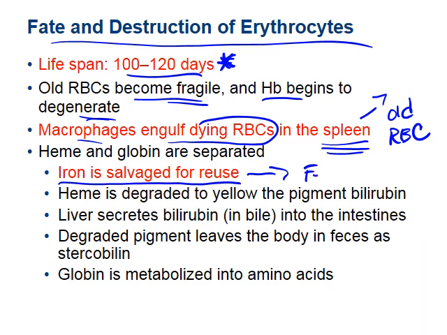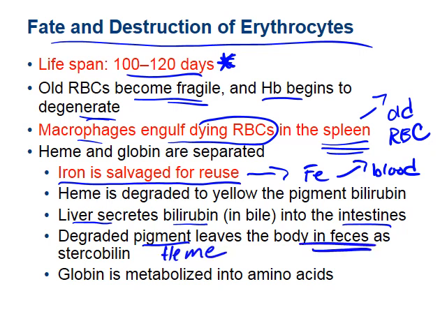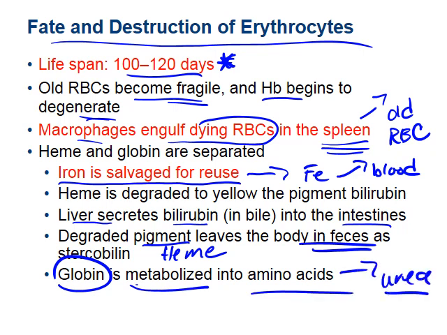Iron can be reused. So we might take some of this iron and recycle it back into the bloodstream so that we can use it to make more red blood cells. And then the rest of it is going to be broken down. The liver is going to secrete bilirubin, bile, into the intestines. We're going to degrade the pigment, that heme group. It comes out in your feces, and the globin is going to be metabolized into amino acids. We could break those down further, and they could be released in your urine.